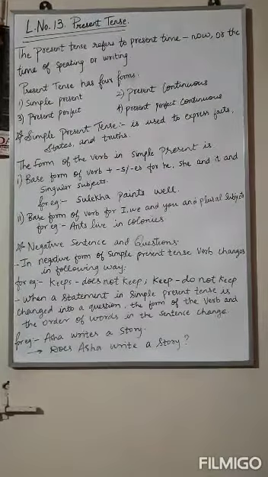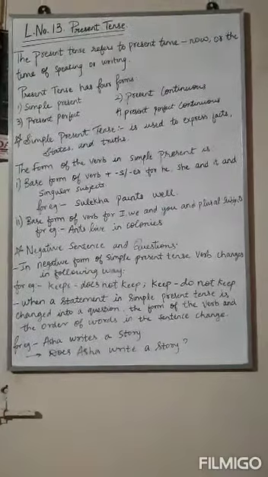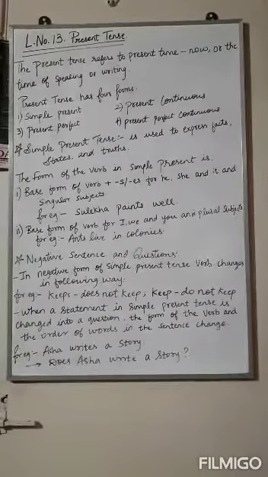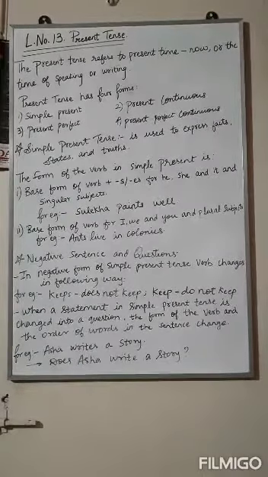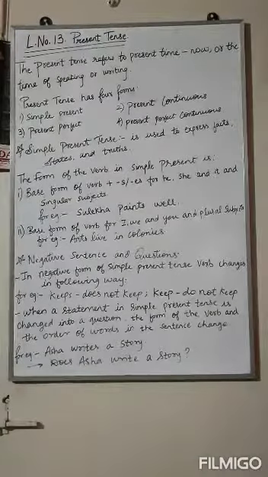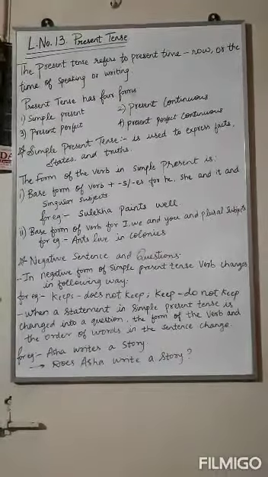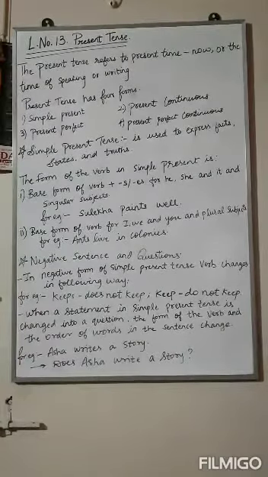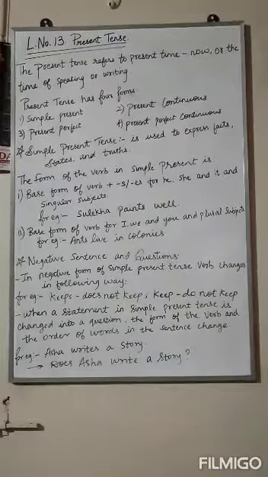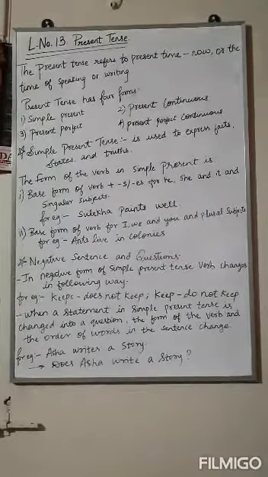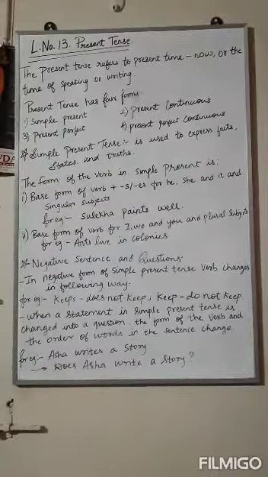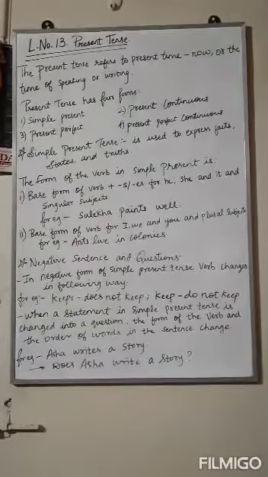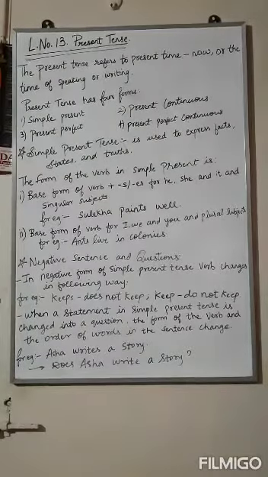Tenses you have already learned. There are three types of tenses: present tense, past tense and future tense. Now in this lesson we'll be learning in detail about the present tense. The present tense refers to present time, now, or the time of speaking or writing. Present tense has four forms: simple present, present continuous, present perfect and present perfect continuous.